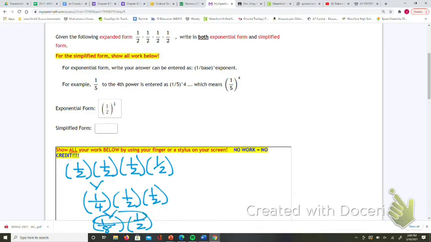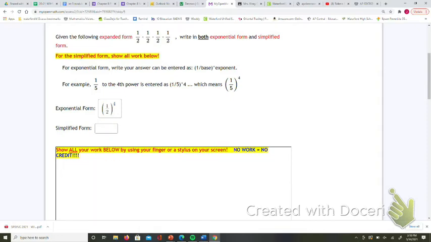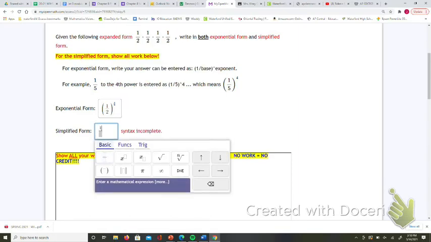So we have 1 times 1, which is 1, and then we have 8 times 2, which is 16. So our final answer is 1/16. And we go type it in our work area, and then we submit. Make sure you have all of the work in the work area. So when you go to type it, you're going to get your fraction, and then type 1 and 16.